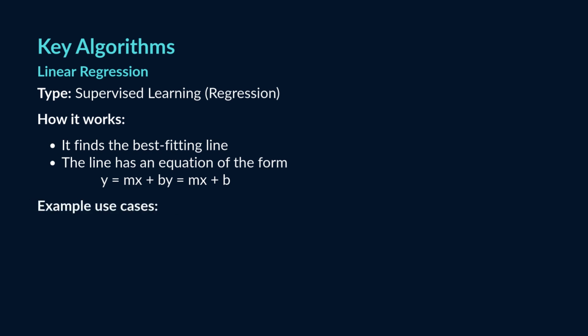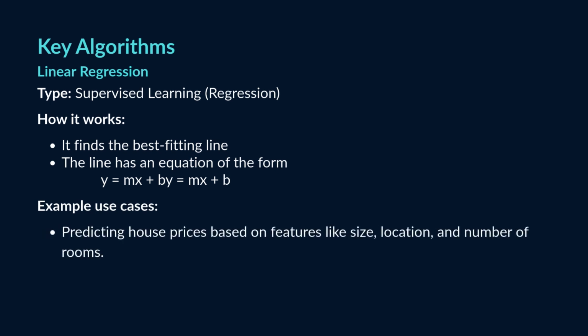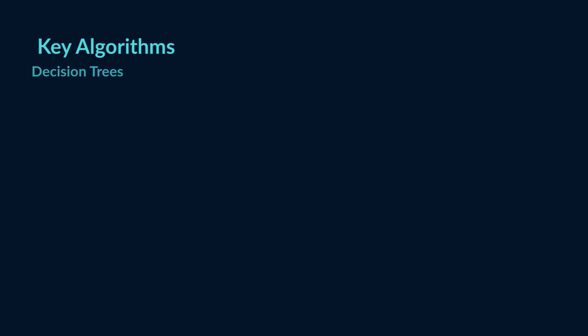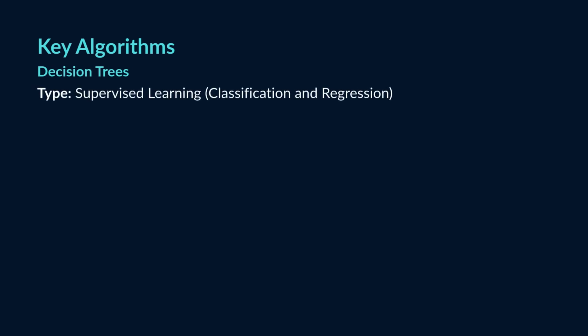Example use cases: predicting house prices based on features like size, location, and number of rooms, estimating sales figures based on advertising spending. Linear regression is a good starting point for regression problems because it's simple, interpretable, and efficient for small, moderately sized data sets.